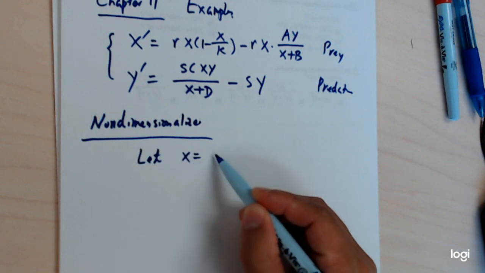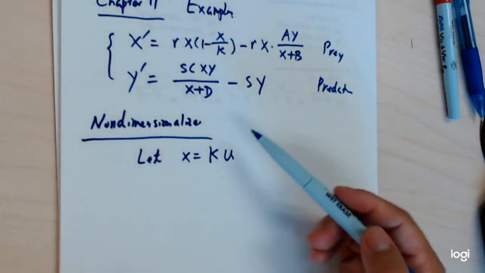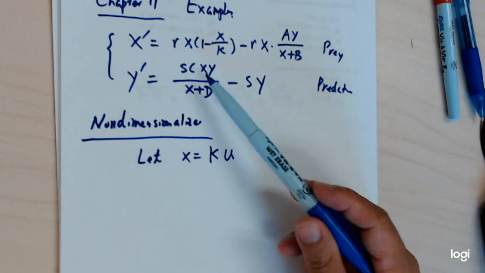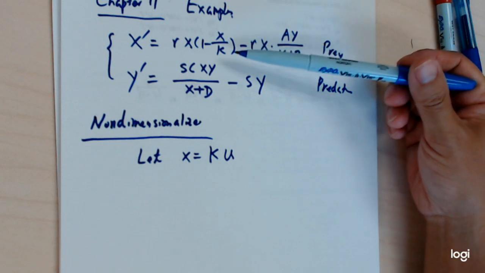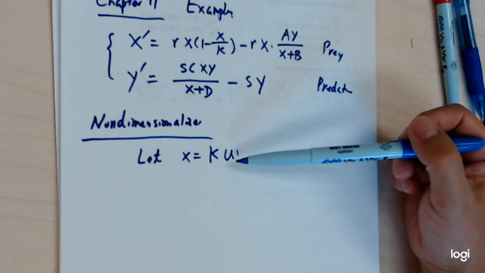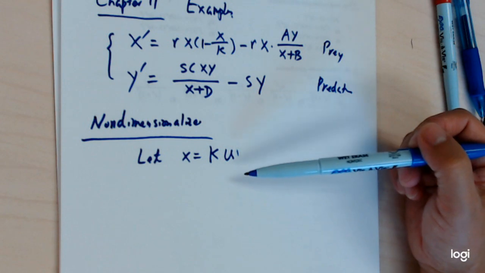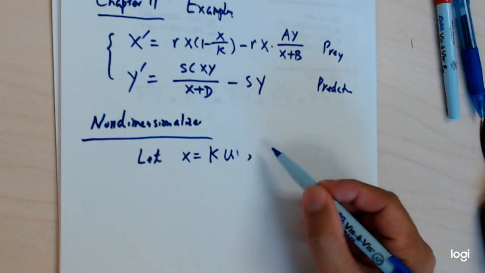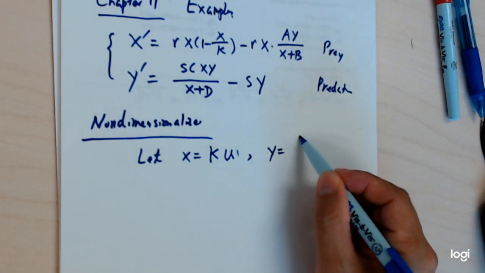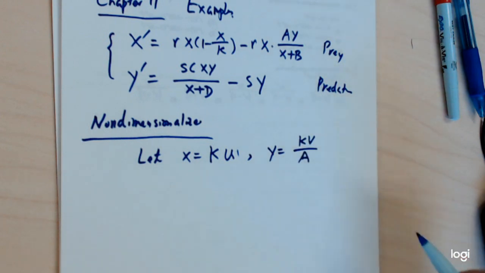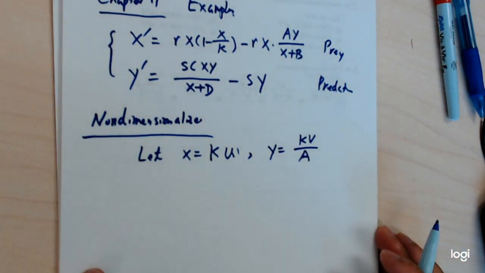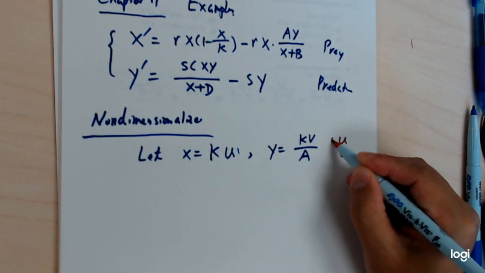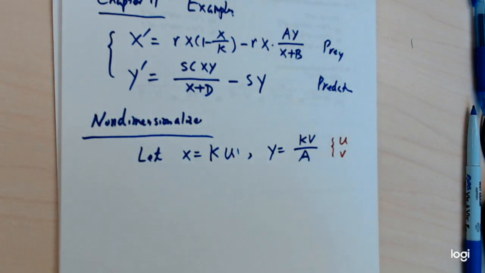We let x be ku. So k here obviously refers to this carrying capacity k. So for the prey, if the maximum reaches k, in terms of u it will reach 1. So u is the function dependent on t. We let y be kv over a. So here now we have two new functions, u and v. We would like to find out the equation for u and v.